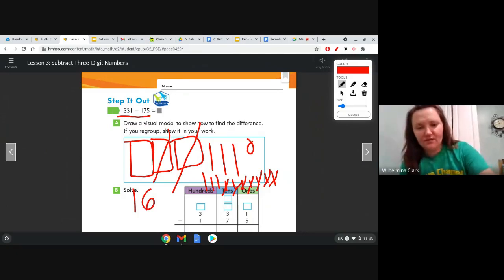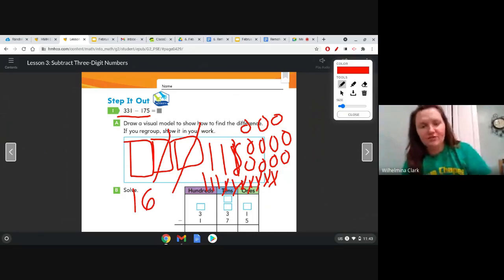And now we need ones. So we've got to borrow another 10, don't we? Like that, and put 10. Because can you do 1 minus 5? Not really, no. But we can do this. So if we take 5, 1, 2, 3, 4, 5. Our tens is wrong because we had to borrow one, didn't we?